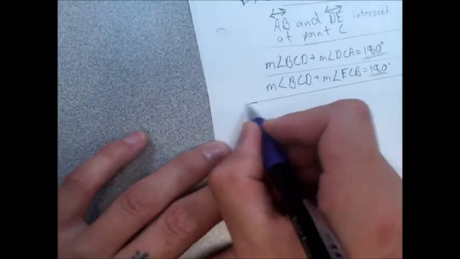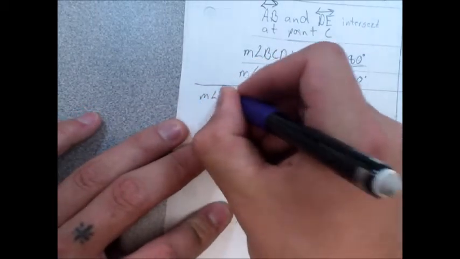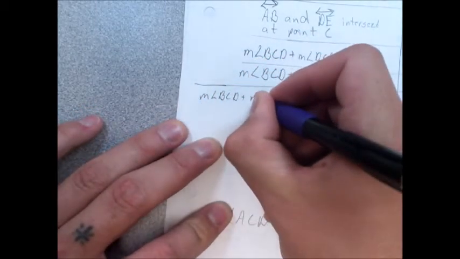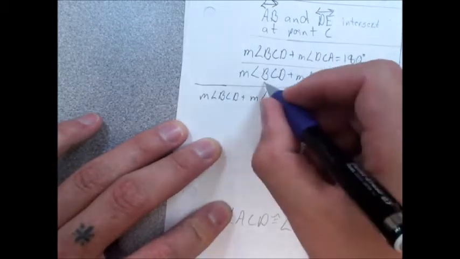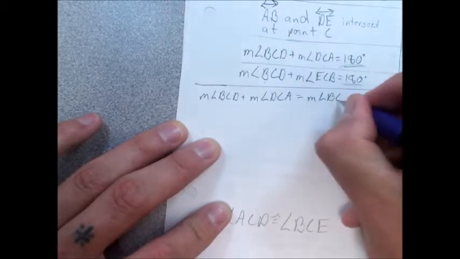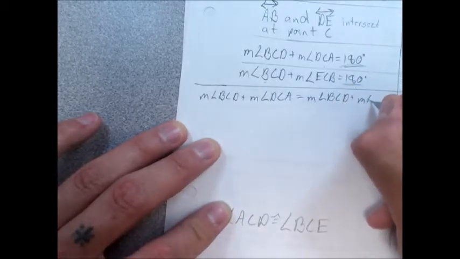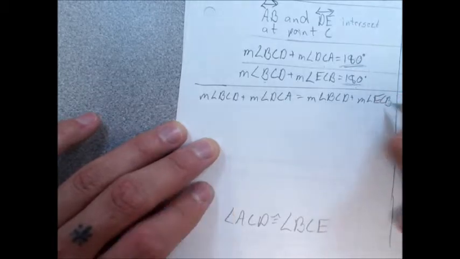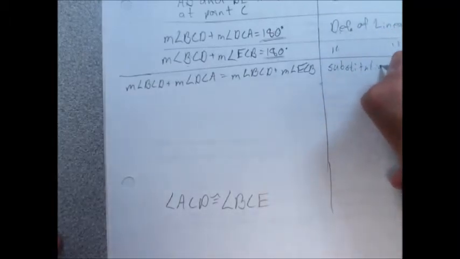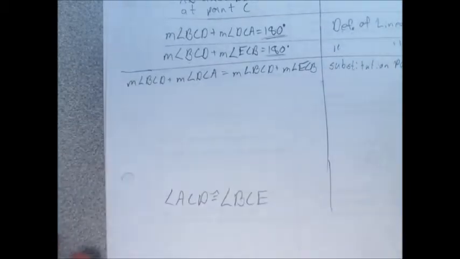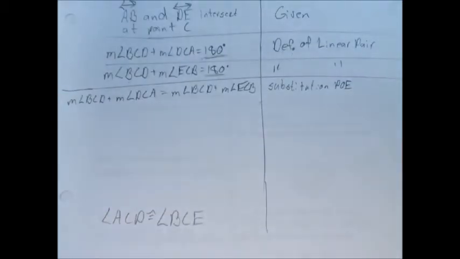I'm going to need a longer line. So the measure of angle BCD plus the measure of angle DCA, I'll just copy that, equals the measure of angle BCD again plus the measure of angle ECB. Okay, what allows me to do that? The substitution property of equality. Okay, before I go on to the next step, I'm going to let you guys catch up. Ask questions. You've got to have questions, guys.